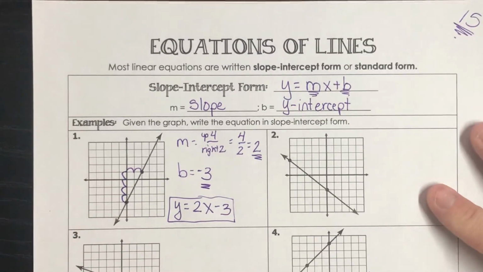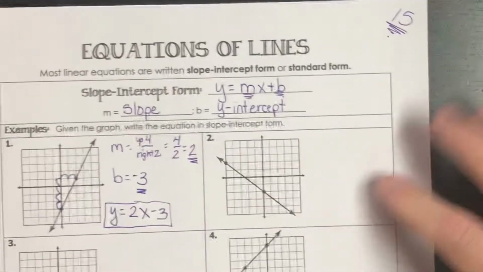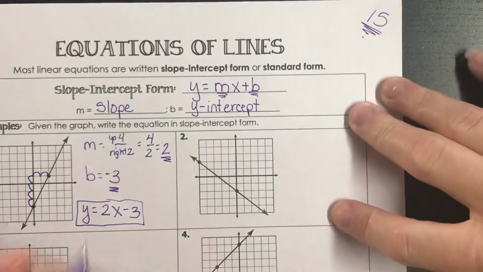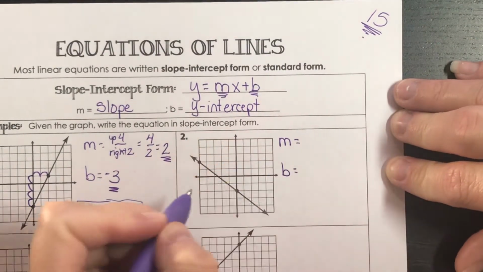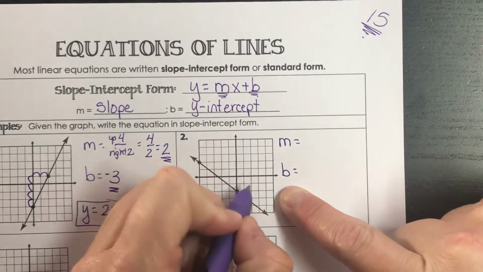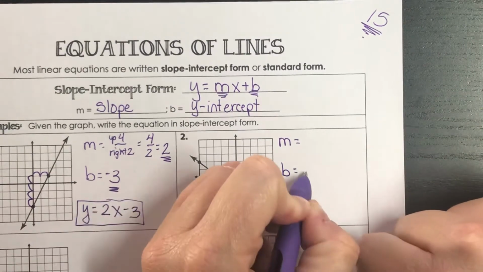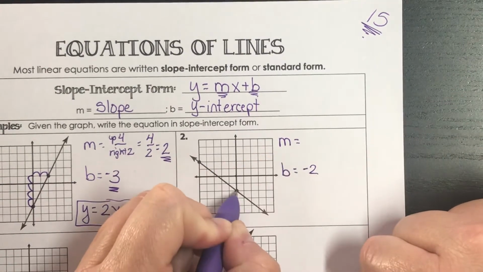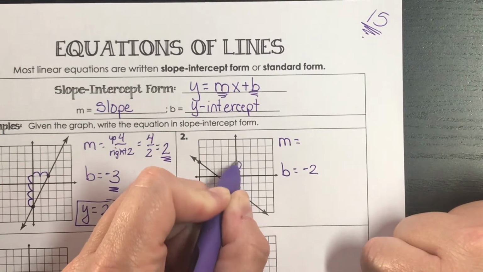I'm going to do a couple more. Might seem a little quick, but just to kind of go through them. Number 2 here. Again, we're going to need to figure out our m and the b. So I always start with b. You begin with b. So here is my y-intercept. From 0, 0, I go 1, 2 down. So negative 2. And then to get to the other point, I go 1, 2, 3, 4 up.